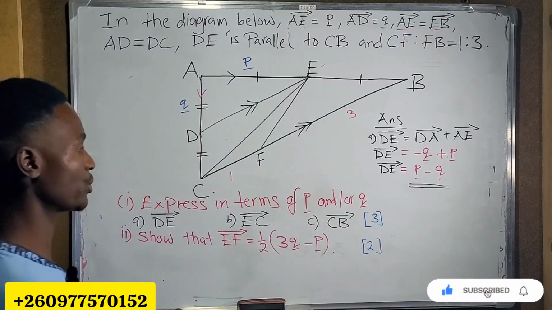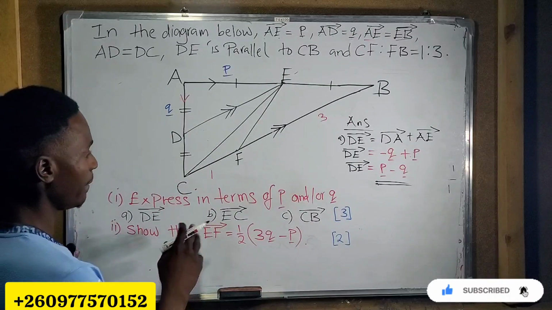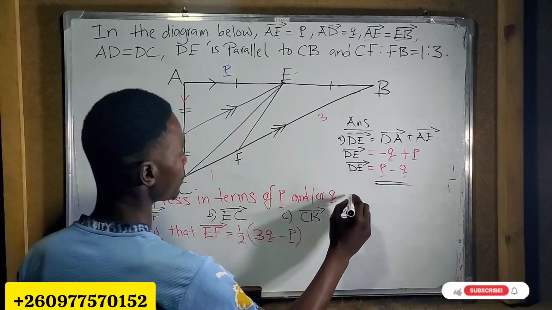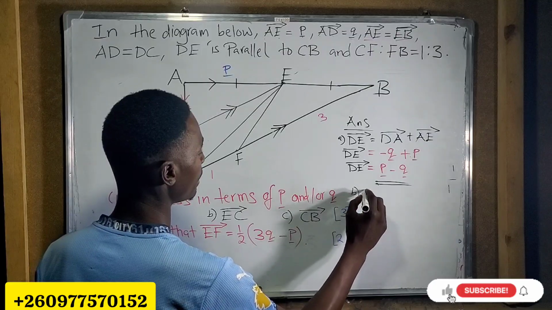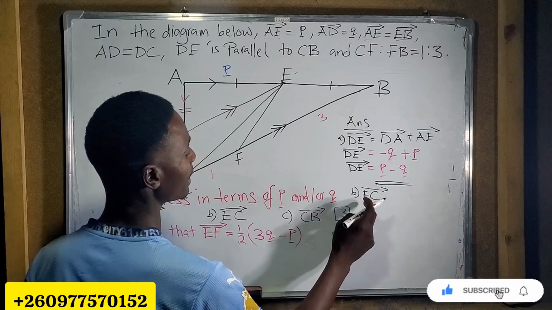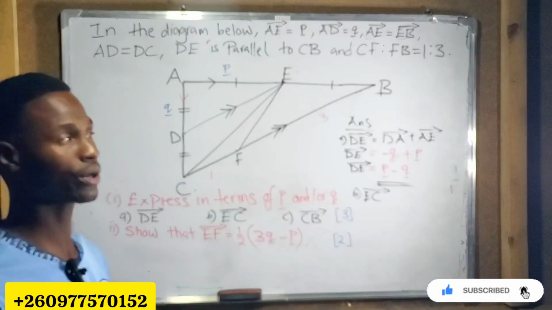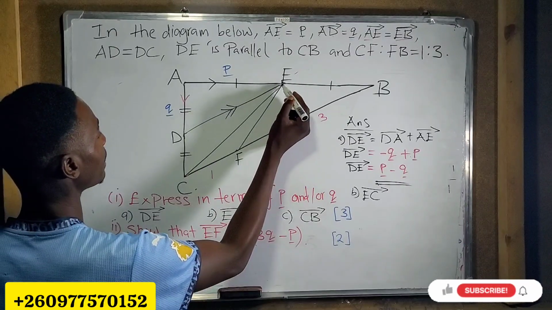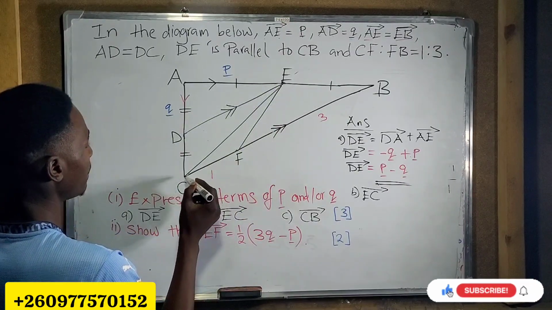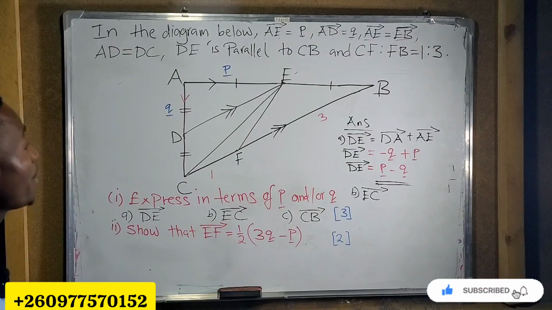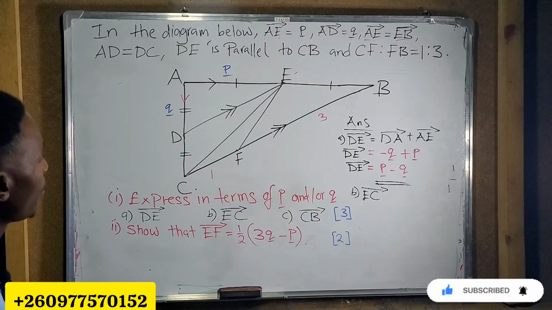Are we together? Question B. In B, we are told to find vector EC. Don't forget the origin. The first point is the origin. Where is E? E is here. So I have to find EC. Now, the question that I may pose to you, my good friends, is how are we going to move?